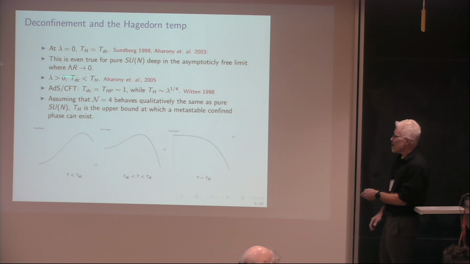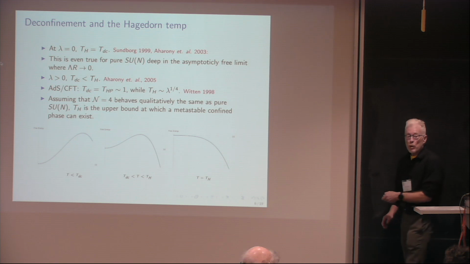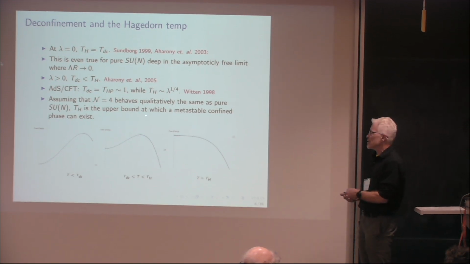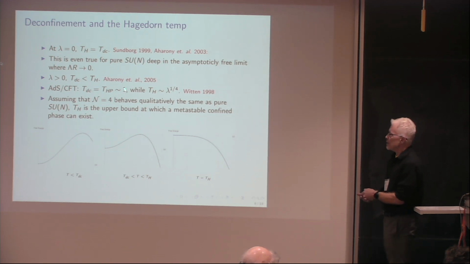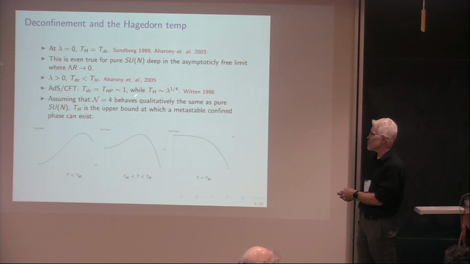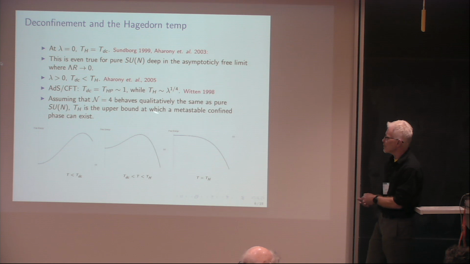And then Aharony et al. showed for this pure SU(N) theory that for lambda greater than 0, at least in the perturbative regime, this deconfinement temperature is less than the Hagedorn temperature. But we also know for strong coupling using AdS/CFT that the deconfinement temperature is basically equal to the Hawking-Page temperature, and this is of order 1, while the Hagedorn temperature is going to be of order lambda to the 1/4, and clearly this is going to be much less than this at strong coupling.